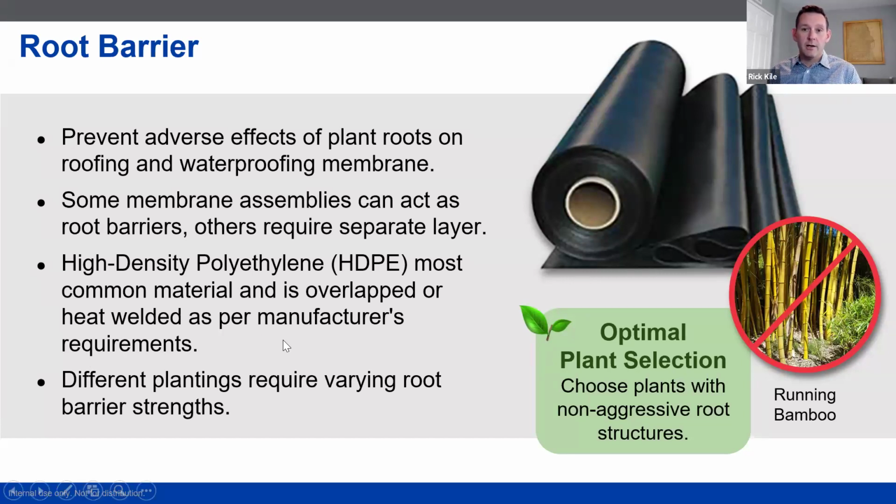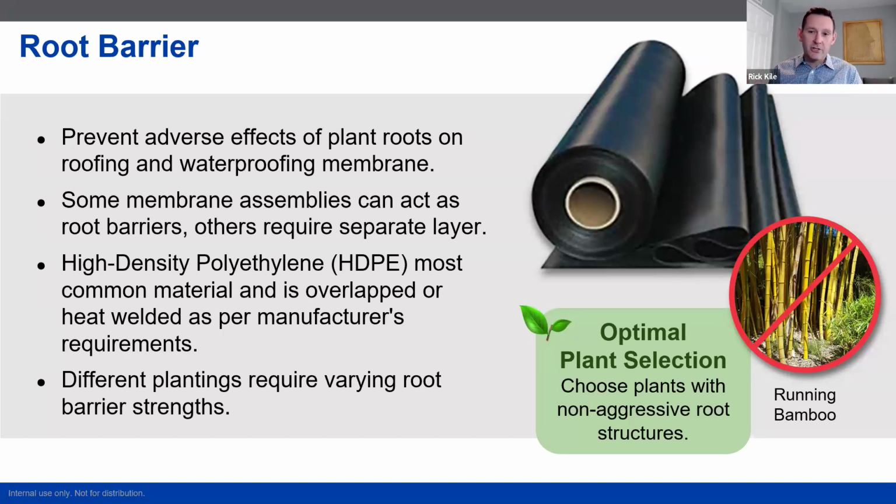Most root barriers are an HDPE sheet in varying thickness depending on the application. There's a 20 mil, a thinner gauge, for an extensive roof with less aggressive rooting plant material, and thicker, more robust sheets for more intensive plant material, trees, and aggressive rooting plants. These are typically either overlapped with some sort of root barrier tape, or they're heat welded. And I actually prefer the heat welding application.